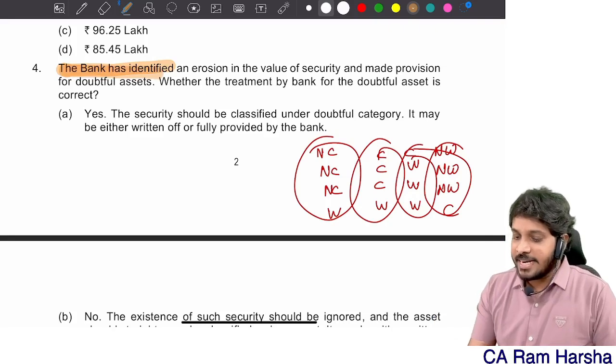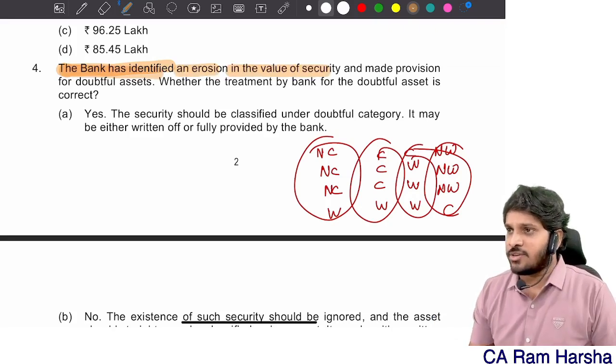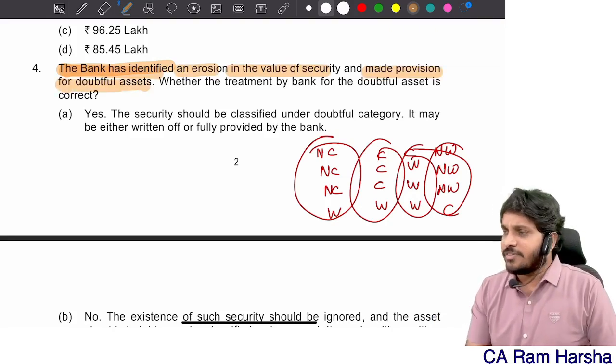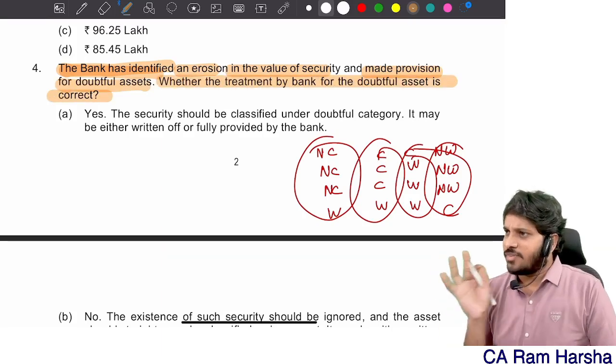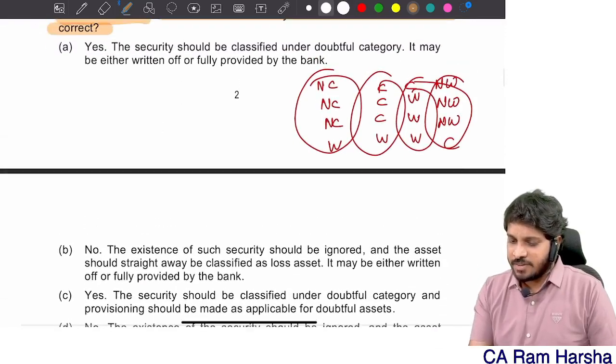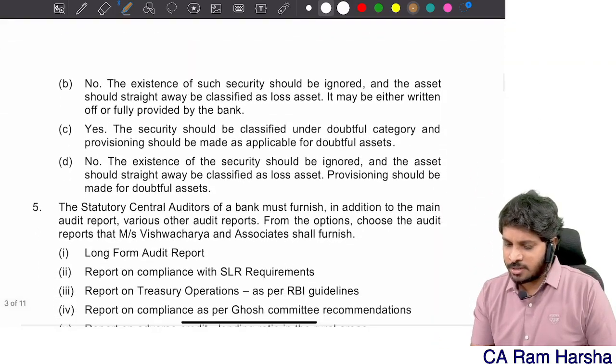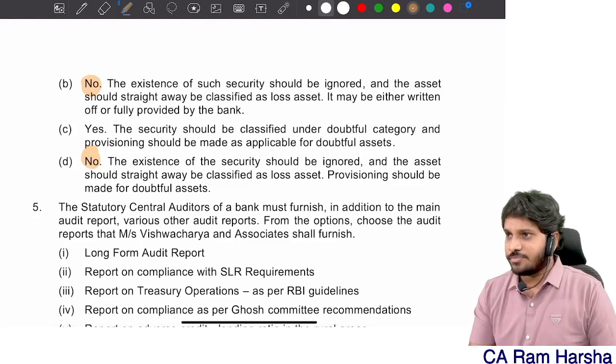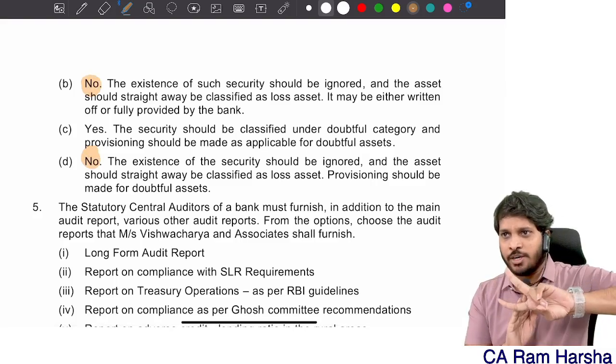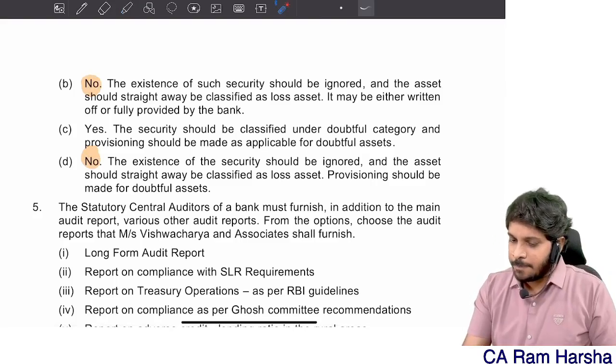The bank has identified an erosion in the value of security. Correct? And they made a provision for doubtful. That's wrong, right? Whether treatment by the bank as doubtful, is it correct? So if the answer starts with yes or no, that's not the option. So either this or this. 2 options containing no and no. We'll see the answer further.